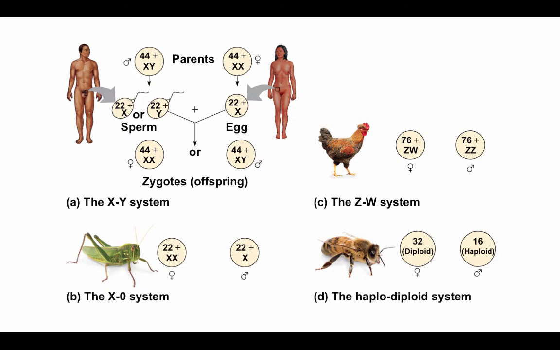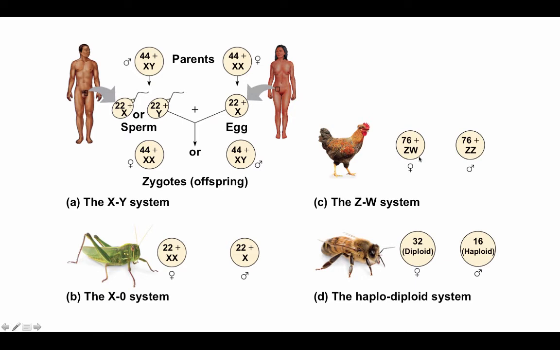But other systems are possible too. In some insects, there's the XO system where the females have 2 copies of the X chromosome. The males just have 1 copy of an X chromosome but no Y chromosome. So there's 1 fewer chromosome in the males in these species. In birds, there's a different system in which it's the males that have the 2 copies of the same chromosome. So we call this the homogametic sex, where there are 2 copies of the same chromosome, and the females have 2 different chromosomes.